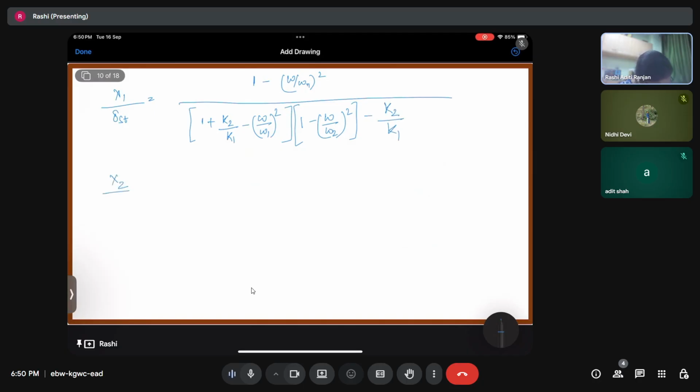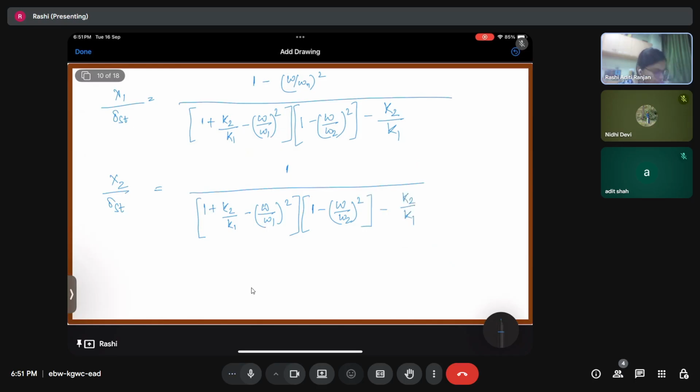Similarly, X2 by delta static we also have as 1 divided by 1 plus k2 by k1 minus omega by omega 1 squared, times 1 minus omega by omega 2 squared minus k2 by k1. So these are the equations of capital X1 and capital X2, which are basically the amplitudes of oscillation. Now our aim is what?